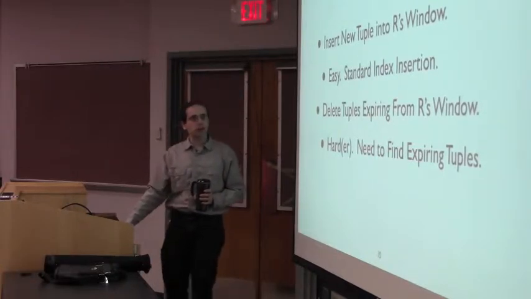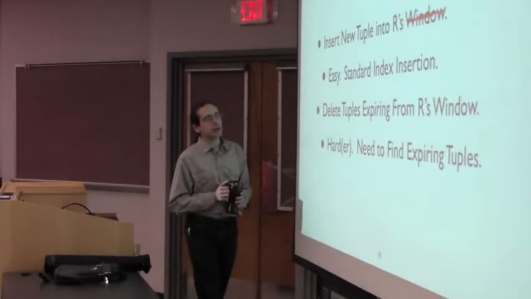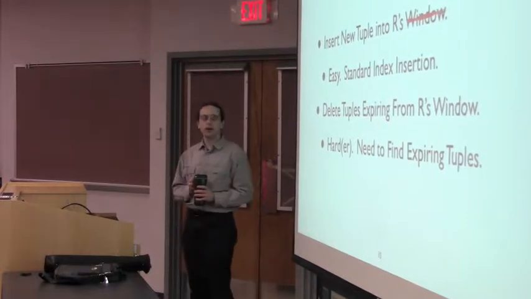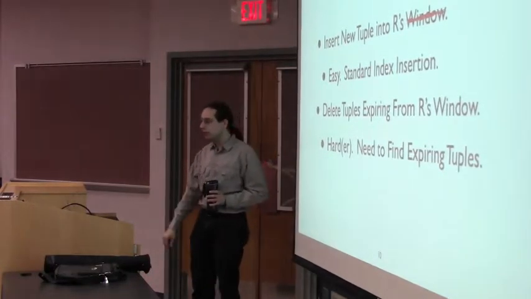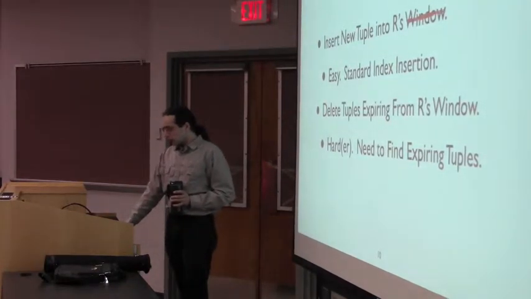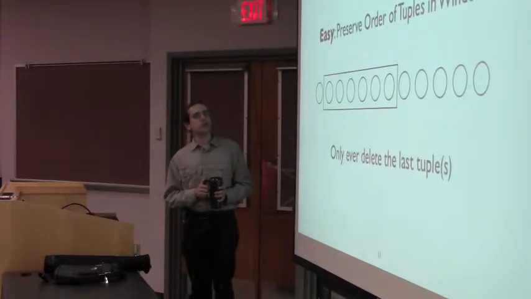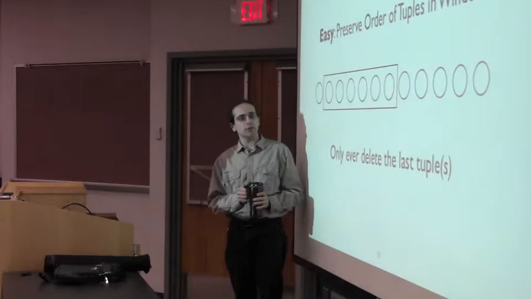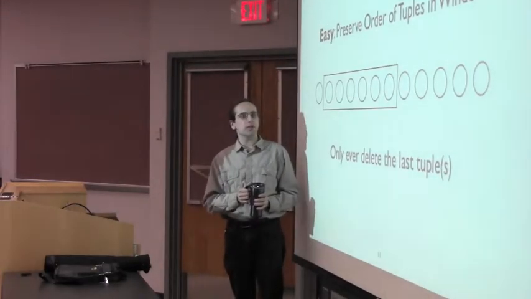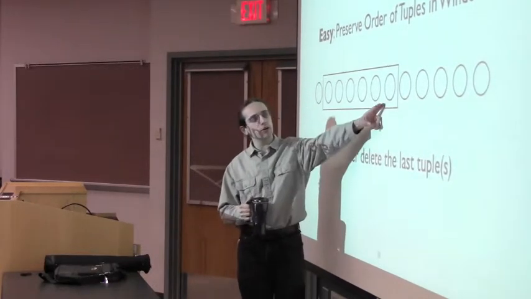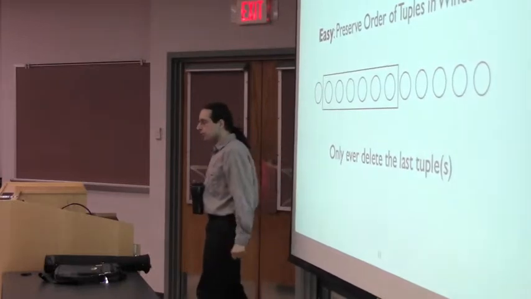Now, just to be clear, when a new tuple arrives, we have to insert it into the index structure that we're building over that window. So I'll give you one of those for free. That's the nested loop join. When you're not building any sort of index, you don't have to do any significant invalidation. You have your window, a new tuple slides into the window, and the old tuple falls out, as long as you preserve the order of the tuples.